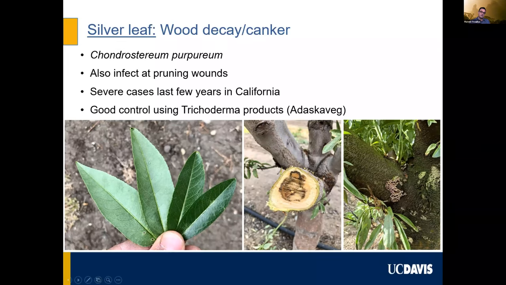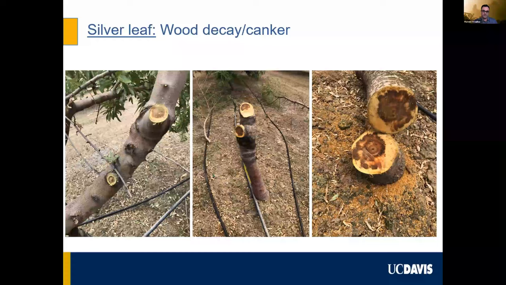And it's easily detectable in the orchard as an infected tree, due to toxin production that produces these really light colored silvery leaves compared to green leaves in healthy trees. Jim Adaskaveg had done some work in the early days on prevention of pruning wound infection by Chondrostereum and also demonstrated that the Trichoderma product works great to prevent infection from silver leaf.